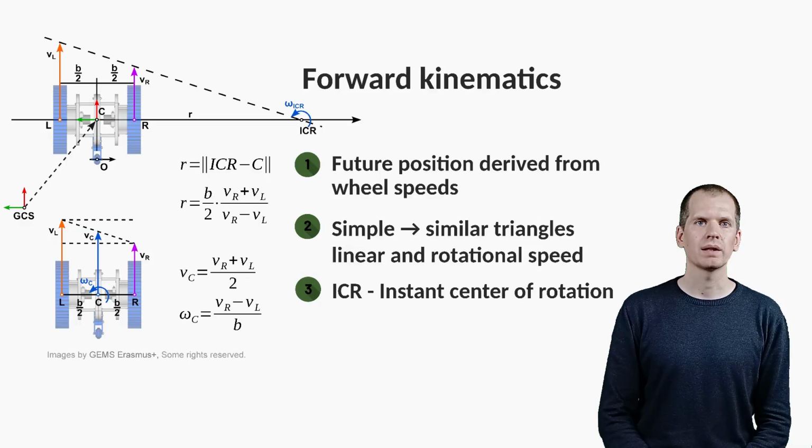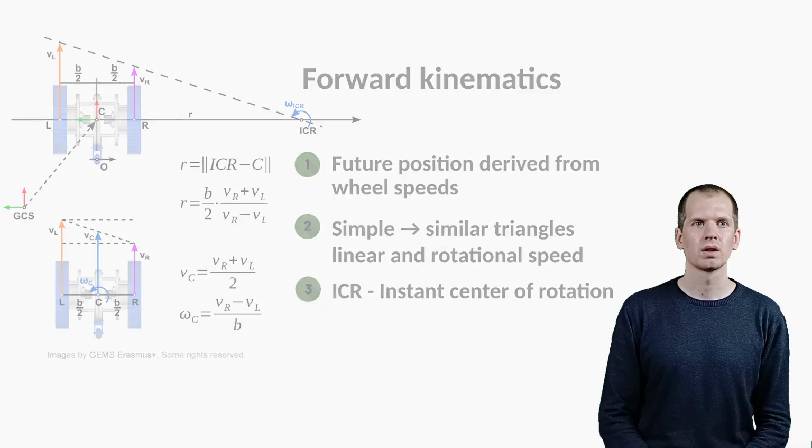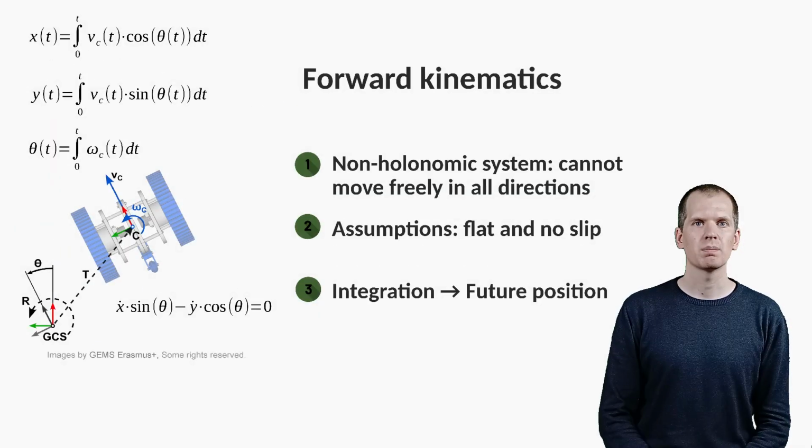First of all, we calculate linear speeds for each wheel based on their diameter. Next, the linear speed of the robot is the average linear speed of both wheels. And the robot's rotation speed is based on the difference between both speeds and the distance between the two wheels. Instant center of rotation is also an important result, as it tells us around which point the robot is rotating at the moment. Now that we have this information, we can calculate where the robot will be in X amount of time by integration.